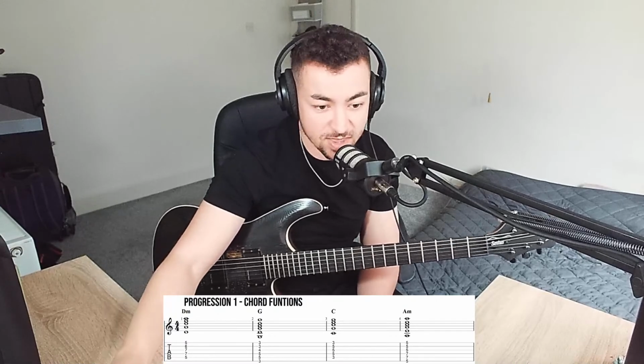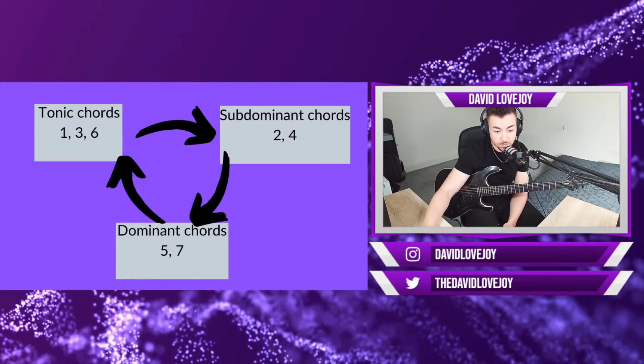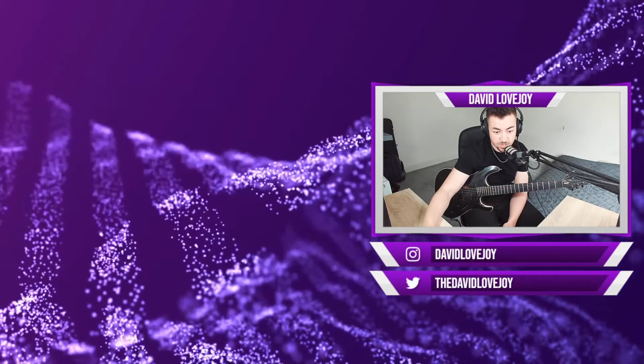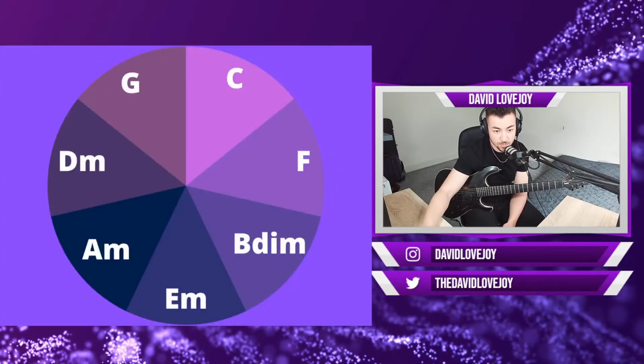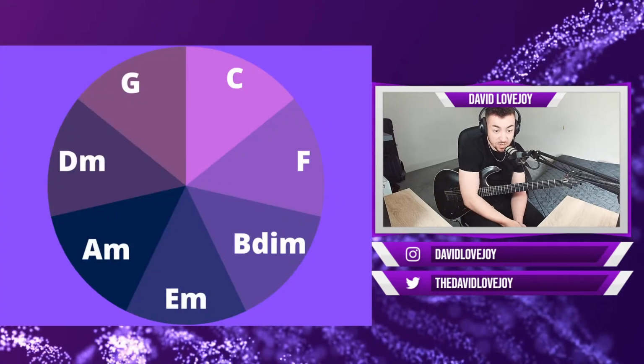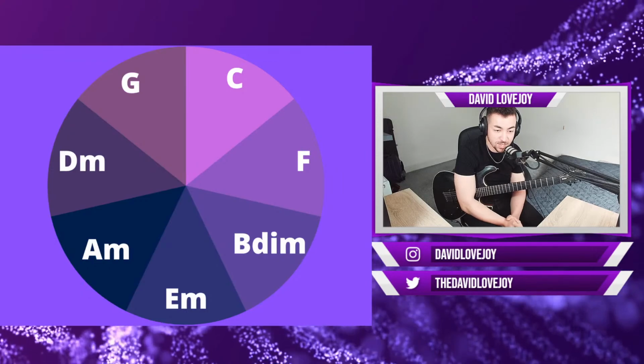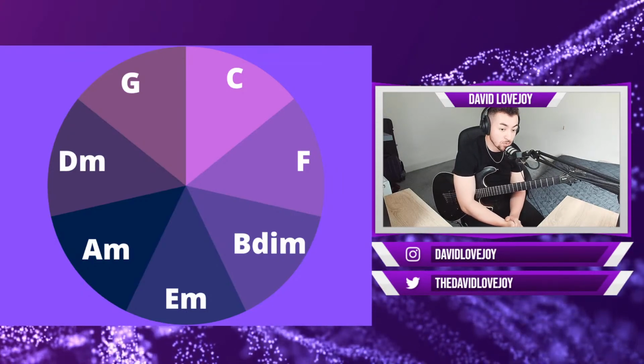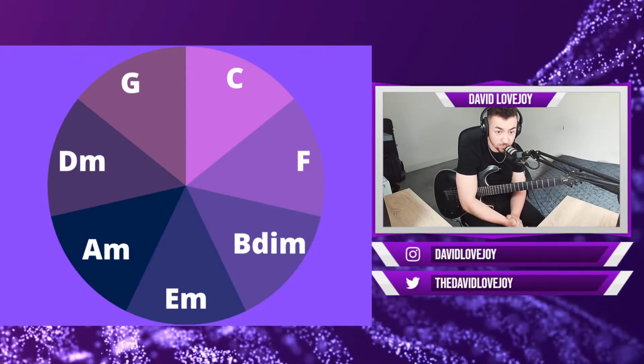Okay, so that is the first way to create a chord progression. The second way to create a chord progression is to use the cycle of fourths. Okay, so let's take a look at the cycle of fourths. Here we got a cycle, and we've got the 7 chords in the key of C. If we go clockwise, we're moving in fourths, okay, diatonic fourths.